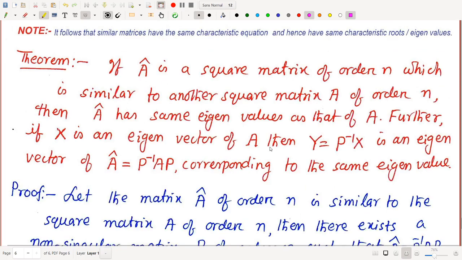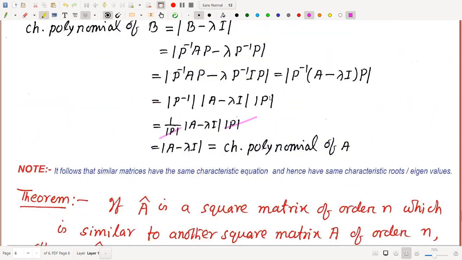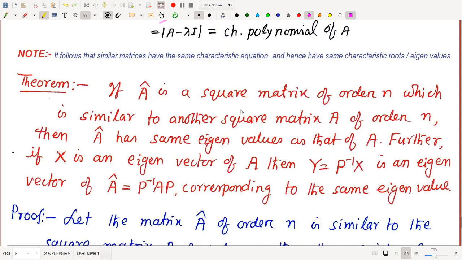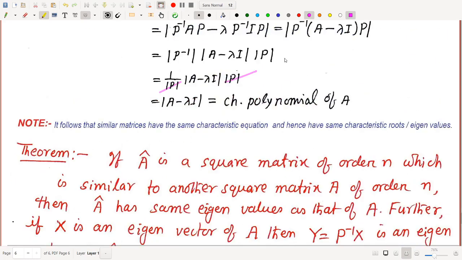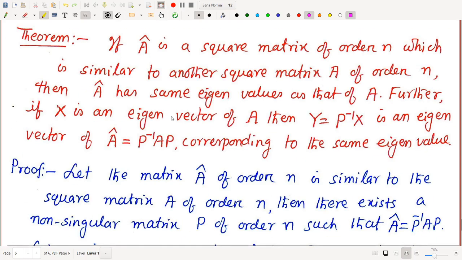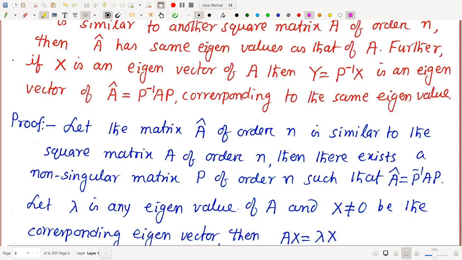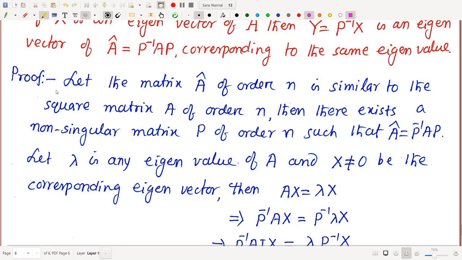Another standard result involves eigenvectors also. Here we have proved it for eigenvalues only. If A cap is a square matrix of order n which is similar to another square matrix A of order n, then A cap has the same eigenvalues as A. This we have already proved. Further, if capital X is an eigenvector of A, then P inverse X, let us name it Y, Y equal to P inverse X, is an eigenvector of A cap, where A cap is P inverse AP, corresponding to the same eigenvalue. So let us see the proof.